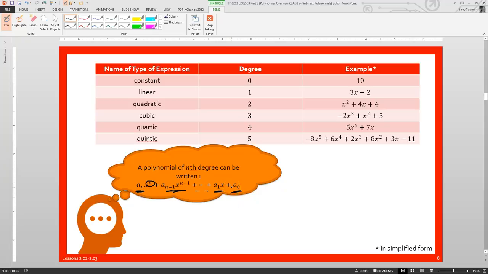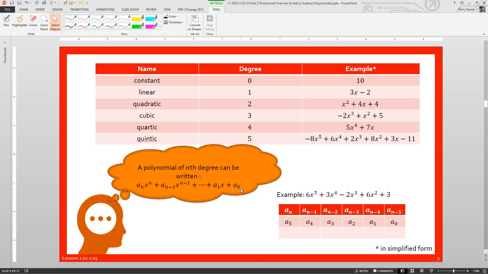Now let's take a look at an example here, okay? So we're going to look at this example, 6x to the 5th plus 3x to the 4th minus 2x cubed plus 6x squared plus 3. So in this example, our n is 5. It is the highest degree. It's the degree, basically, of the polynomial. So the coefficient for that is 6.